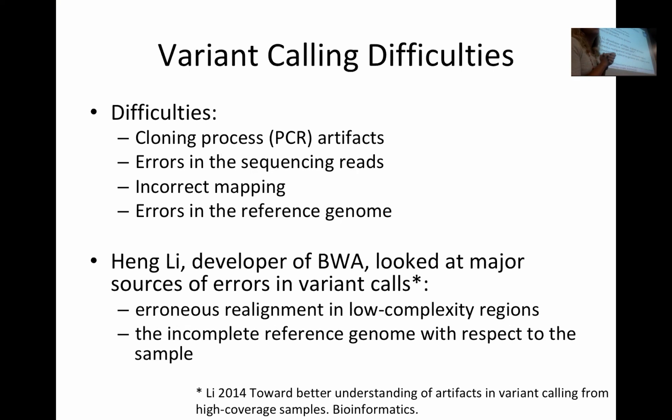If your reference genome is wrong or incomplete and you're mapping reads back to it, it's really hard to discover variation because you don't know what the base is. You don't have a solid foundation on what you're building. So for both of those things, we're going to talk a little bit about some advances today that have come along to help combat that.